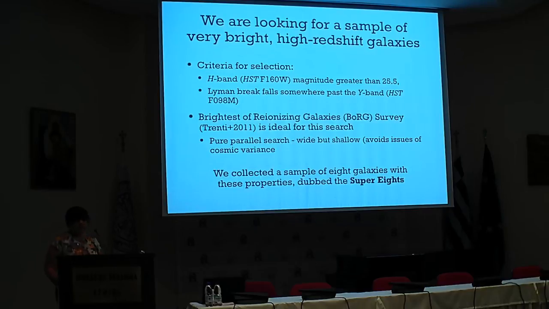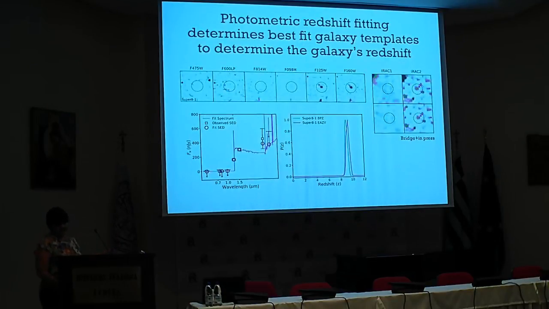In addition, we got Spitzer data, which has turned out to be like awesome and also not awesome at the same time, and I'll talk about why. So we went forth and conquered, basically. We performed photometric redshift fitting to determine if our galaxies are basically where we thought they were. And indeed, I'm only going to show a couple of them here, but we found that most of these galaxies are, in fact, at redshift 8.